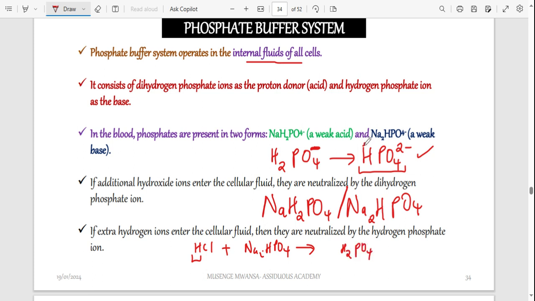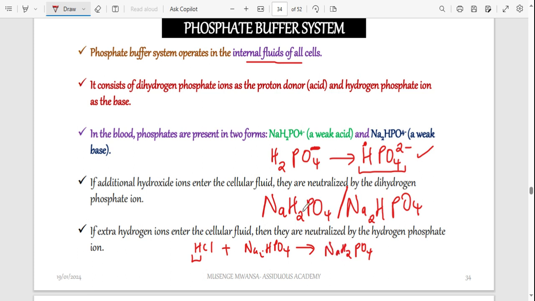It had one hydrogen, it had the charge of negative 2. So if I add another hydrogen, the charge will now be negative 1. We don't want that negative to be there. So what will happen is that to maintain it neutral, we are going to add the sodium.